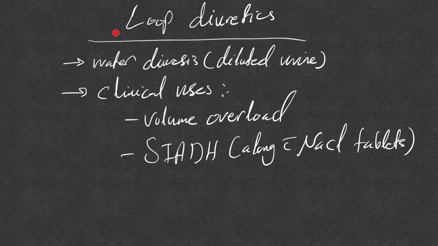Loop diuretics: furosemide, torsemide, bumetanide. They mainly induce water diuresis, diluted urine, unlike thiazide diuretics, which cause concentrated urine, as we explained in our first video, understanding hyponatremia. And that's how they increase sodium concentration, by getting rid of water from the ECF. Clinical uses, of course, volume overload is pretty obvious, and in SIADH along with sodium tablets. So we give sodium tablets to increase the sodium amount in the ECF, and we give loop diuretics to get rid of water from the ECF, leading to increased sodium concentration.